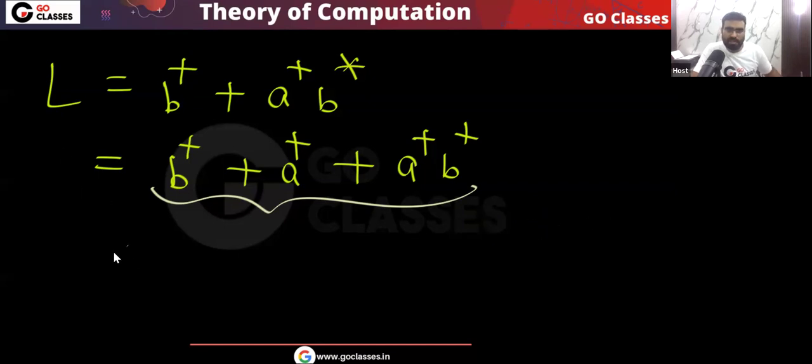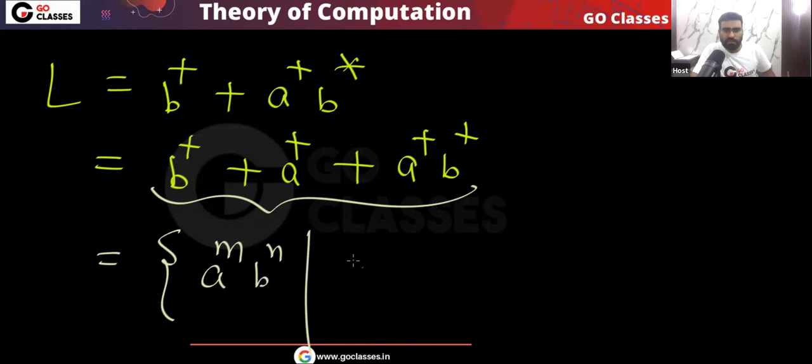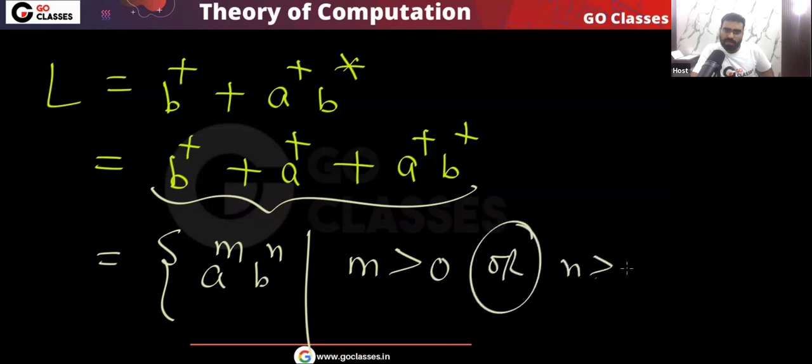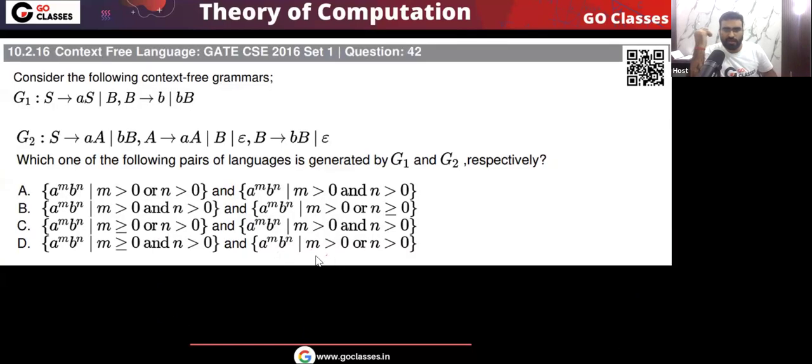So this is what I'm saying, that basically the strings are like this: a power m, b power n. This type of strings you have, where either m is greater than 0 or n is greater than 0. Okay, is this clear? So this will be your language. I hope you understood. So finally your answer will be, either m is greater than 0 or n is greater than 0. This is for G2 and this is for G1. Your answer will be option D. Understood? Please tell me. So like this you can do.